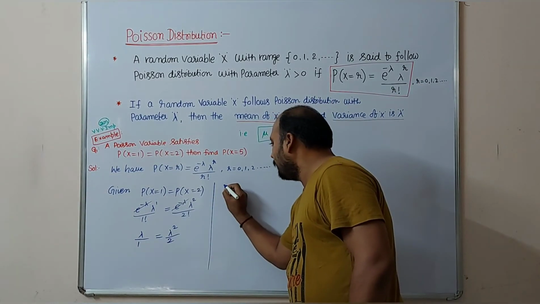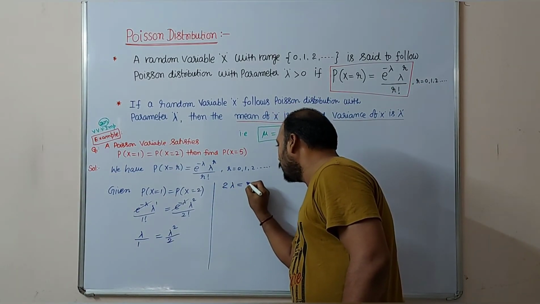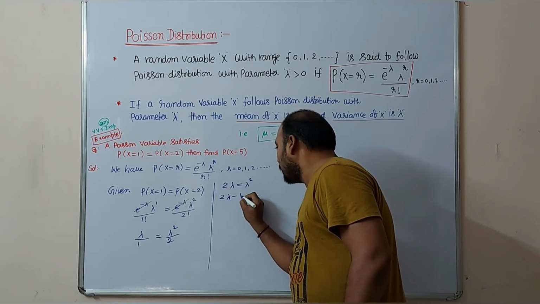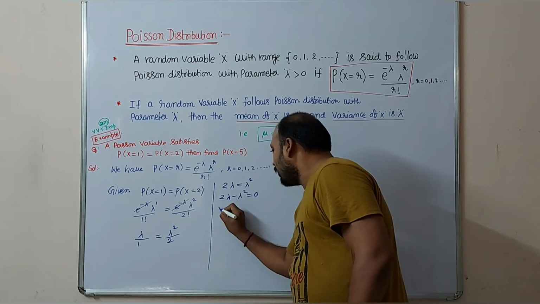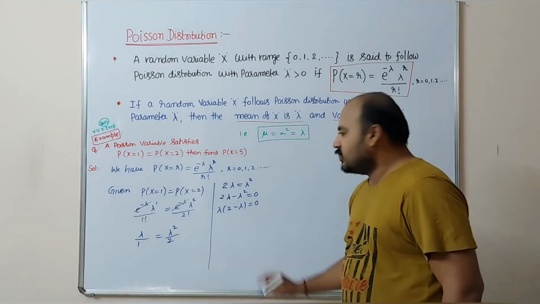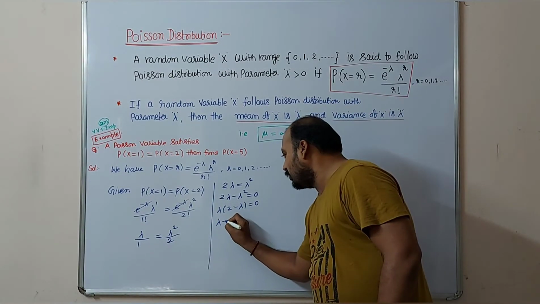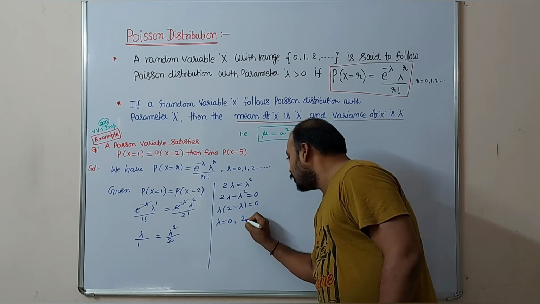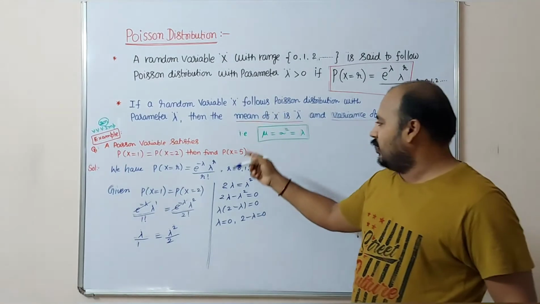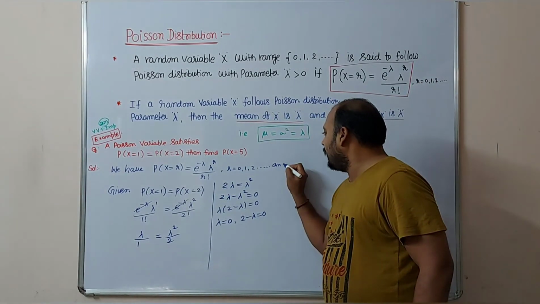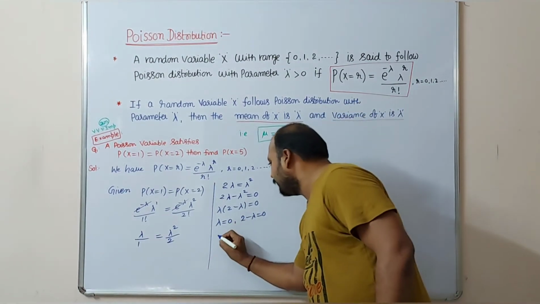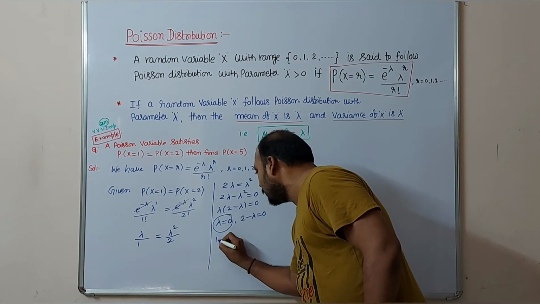So cross multiply here: 2 lambda is equal to lambda square. Taking lambda square to the other side, 2 lambda minus lambda square is equal to 0. Lambda into 2 minus lambda is equal to 0. So ab equal to 0 means a equal to 0 or b equal to 0. So lambda equal to 0 or 2 minus lambda equal to 0. In the standard result, lambda is greater than 0, and here lambda is greater than 0. So lambda equal to 0 is meaningless, it is absurd. So lambda equal to 0 is not possible.